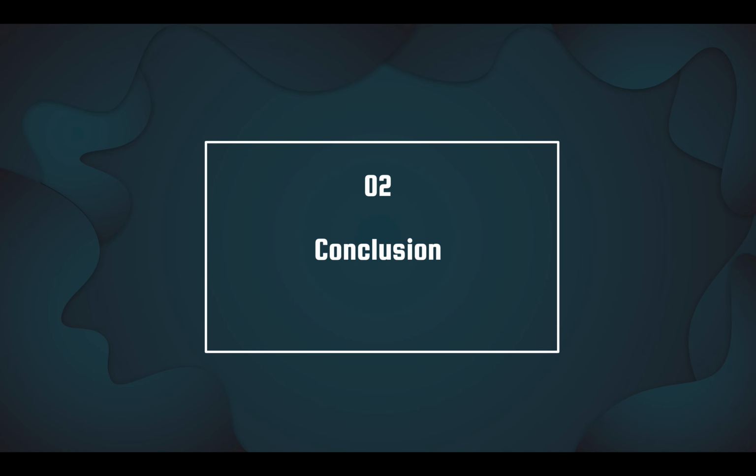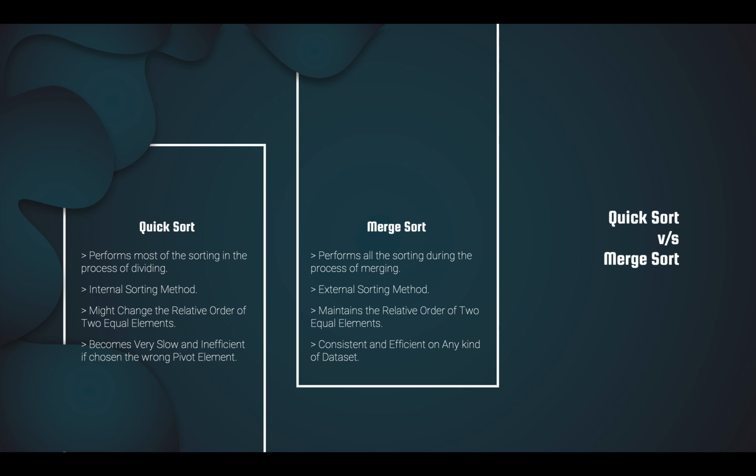It's time to conclude everything we have seen so far. Let's see some key differences between merge sort and quicksort based on their functionality, sorting method, stability, and efficiency. Although both merge sort and quicksort work on the same divide and conquer principle, they handle the partition and sorting very differently. Merge sort performs all the sorting during the process of merging, while quicksort performs most of the sorting in the process of dividing.